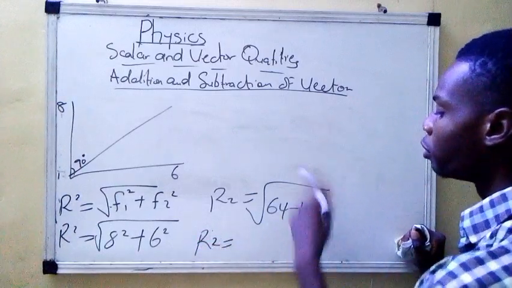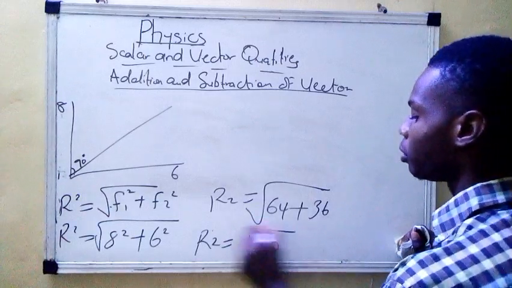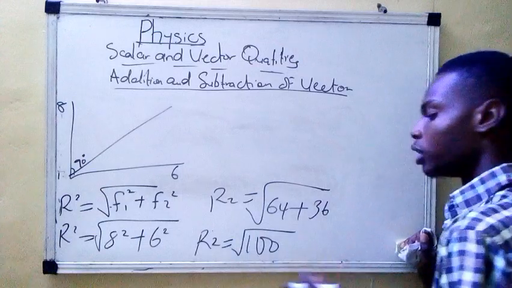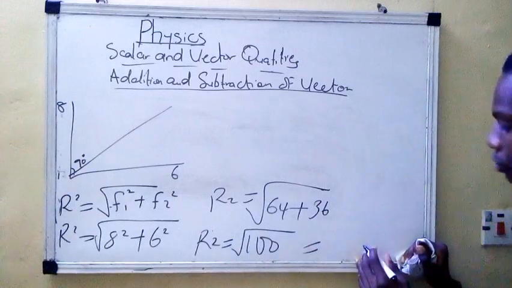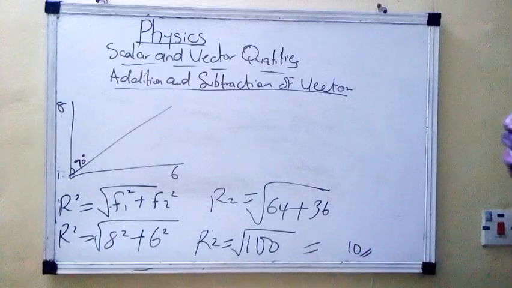We have 0, carry 1, everything together will give us 100. Now we have 100. Square root of 100 giving us what? 10. So the answer for here when we are solving for magnitude is 10.